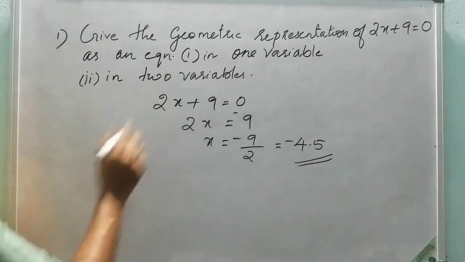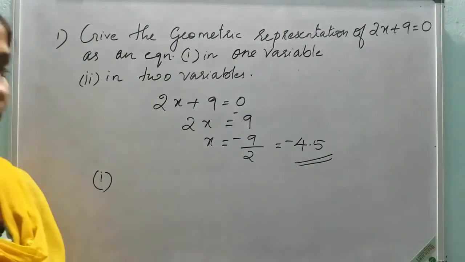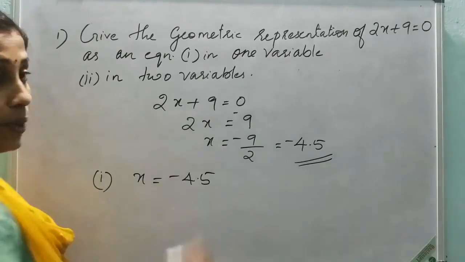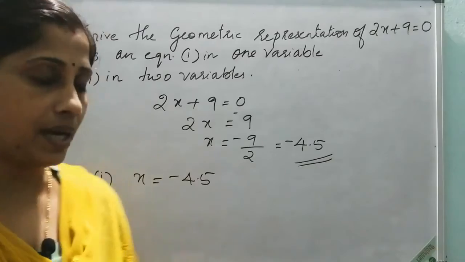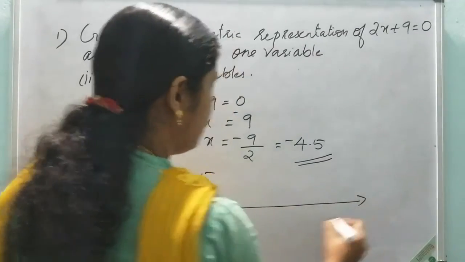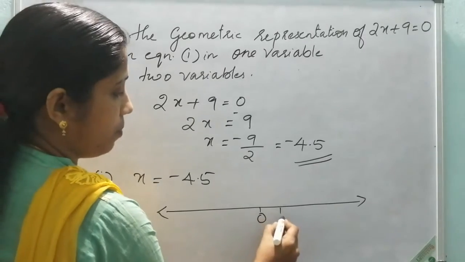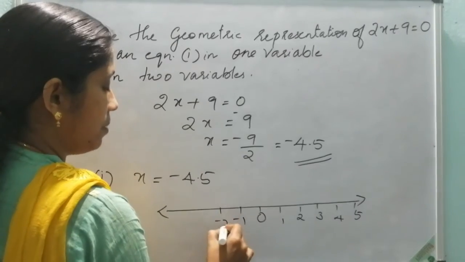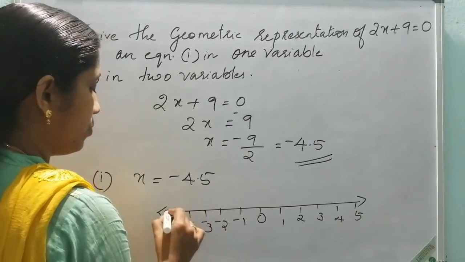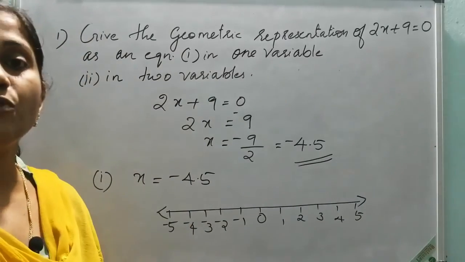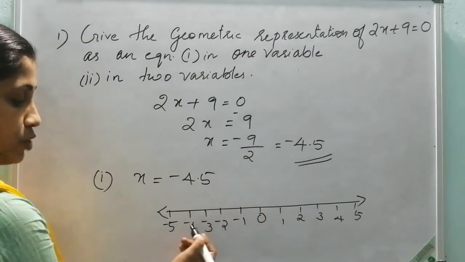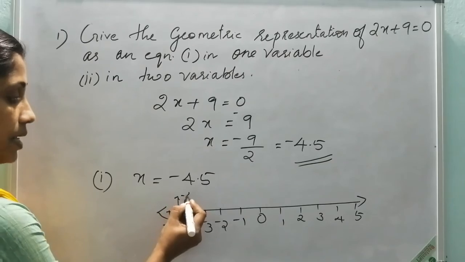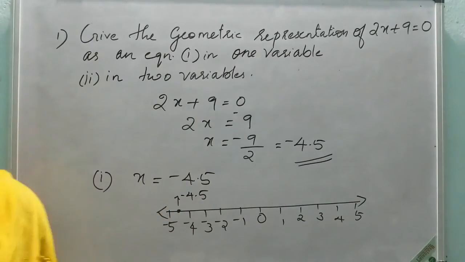So what you have to do? First you have to represent it in one variable, that is x is equal to minus 4.5. Then you have to draw the number line there. Okay, draw the number line: 0, 1, 2, 3, 4, 5, minus 1, minus 2, minus 3, minus 4, minus 5. Okay, then minus 4.5, where is it? Minus 4.5, almost here. This is minus 4.5. In this way, we are representing it on the number line.